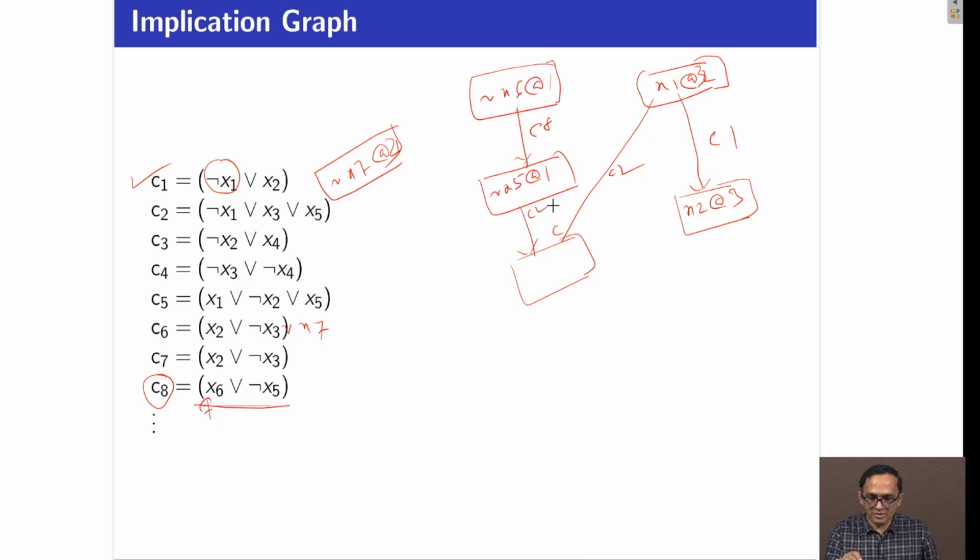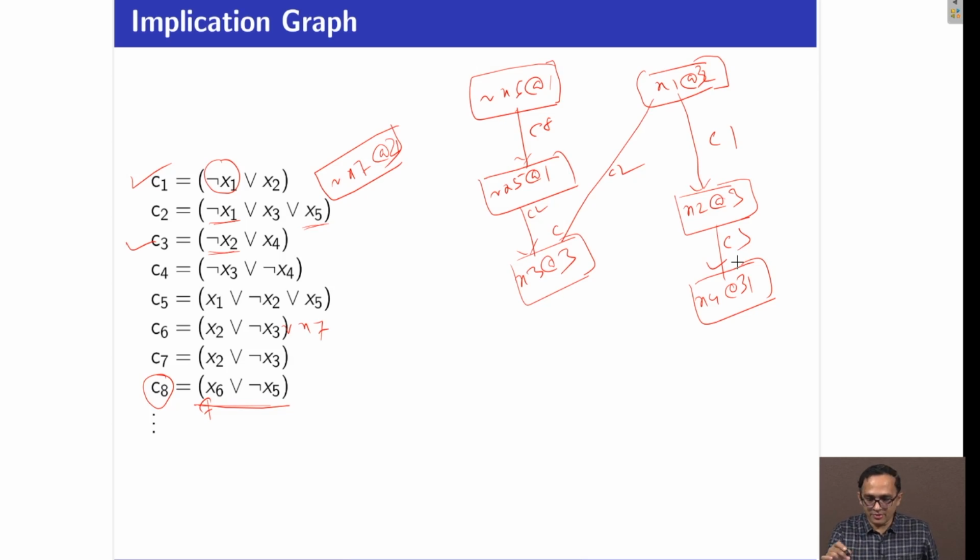In C2 what happened? This x1 is true, so this is false, x5 is false, so this is also false. So, x3 must be true, right, at decision level 3. So, this is a BCP of these decisions. Okay. Now, immediately x2 equal to 1, through C3 I will get one more BCP, because x2 equal to 1 means this is false. So, x4 must be 1. This is at decision level 3, right, because this follows immediately from this.